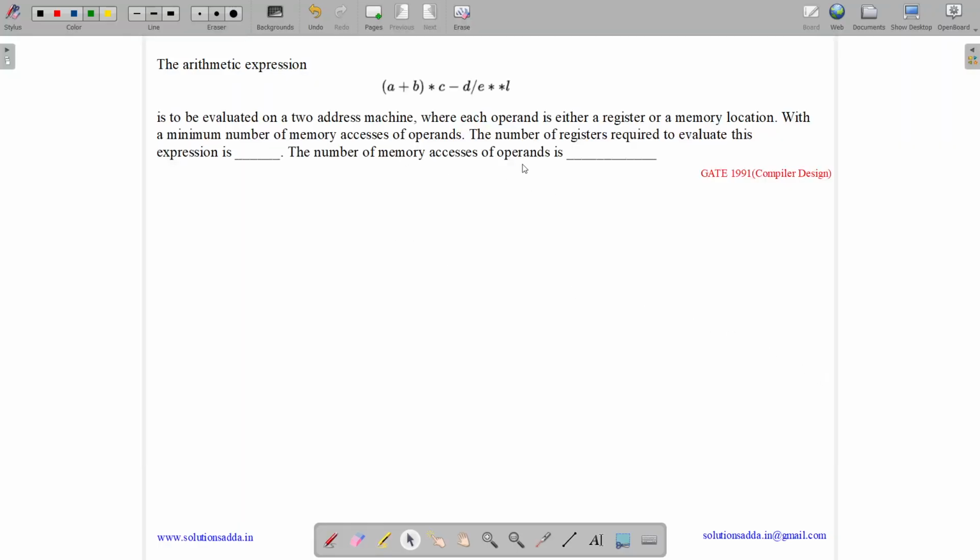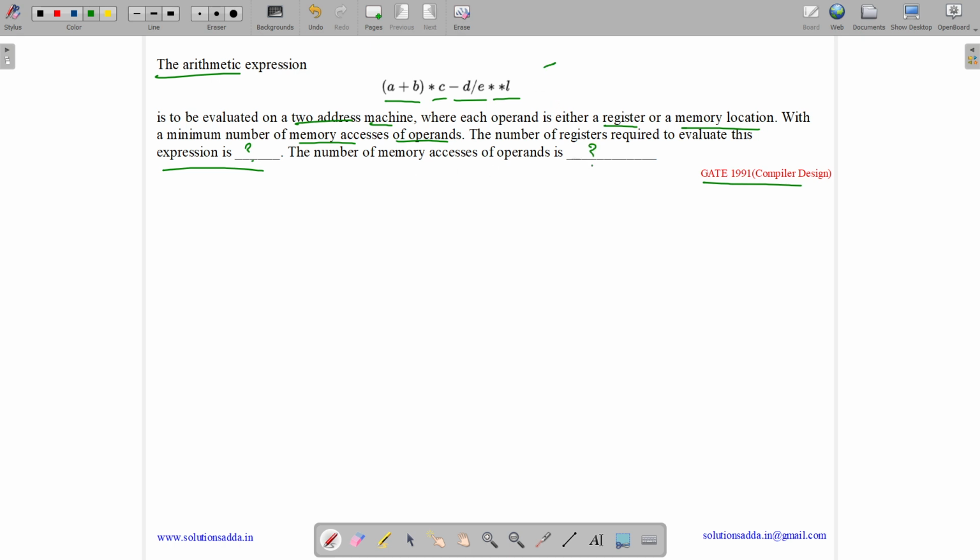This question belongs to compiler design and was asked in GATE CSE 1991. The arithmetic expression (a + b) * (c - d / e ** l) is to be evaluated on a two-address machine where each operand is either a register or a memory location, with a minimum number of memory accesses of operands. The number of registers required to evaluate this expression is, and the number of memory accesses of operands is.